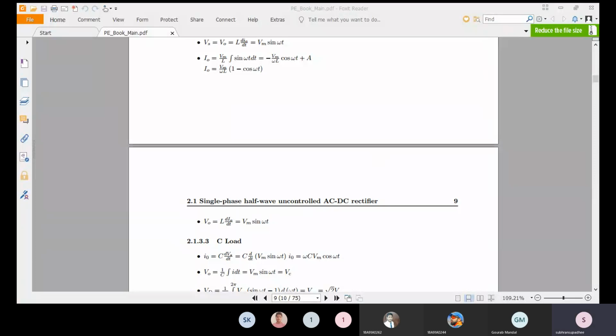That's what you can see over here. Input voltage is equal to the output voltage, but here there is a slight glitch with respect to the inductance value. Clear?